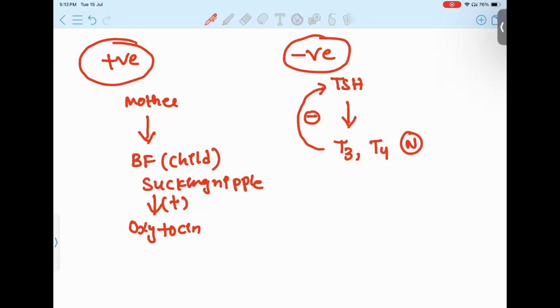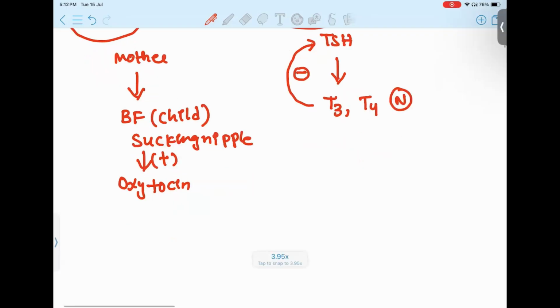So the difference is that the positive feedback mechanism is pushing to do more, and the negative feedback mechanism is pulling back to the normal position. That's how the normal mechanisms of action in the body, the physiology, are maintained. Next, moving on to the next one.